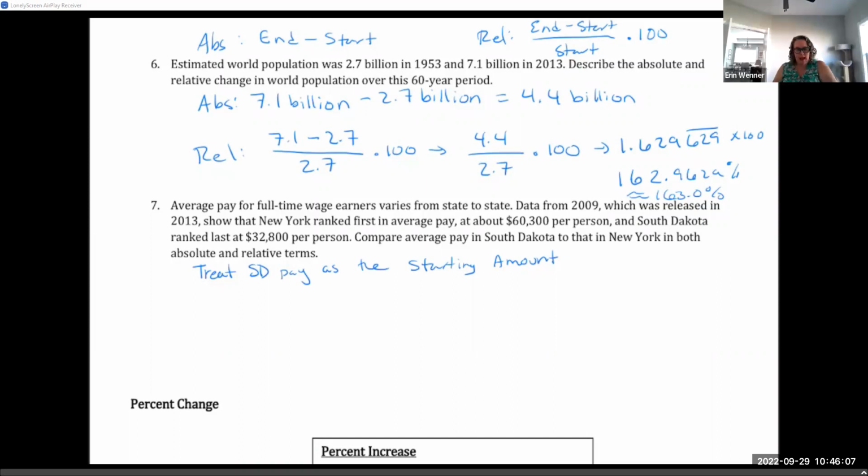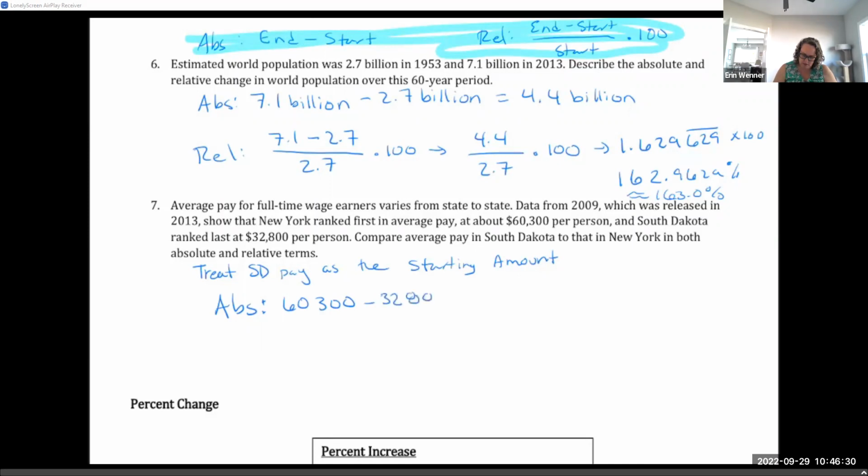So if we look at the absolute change, the absolute change is going to be 60,300, because that's the ending amount, right? I mean, again, we're going back to these formulas up here. Okay, so 60,300 minus our starting amount, which is 32,800, which when we subtract those, we get 27,500. So on average, people in New York earned $27,500 more a year than people in South Dakota.